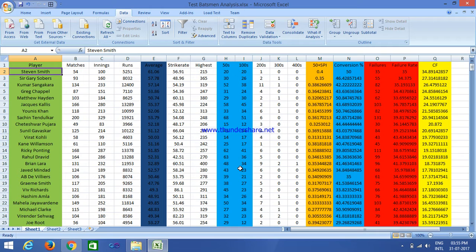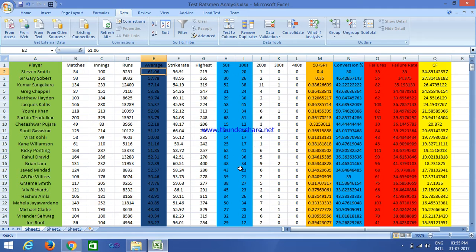So now you can see the list in front of you. We have arranged it in descending order. Steve Smith is the first one with a consistency factor of 34.89. The things marked in color are used to calculate the consistency factor. First of all, average is really important in test cricket, so there is no doubt that average will be taken. 50s and 100s are also taken. 50 plus SPI, that is 50 plus scores per innings. Steve Smith scores a 50 plus score every 0.4 innings. That's really great.